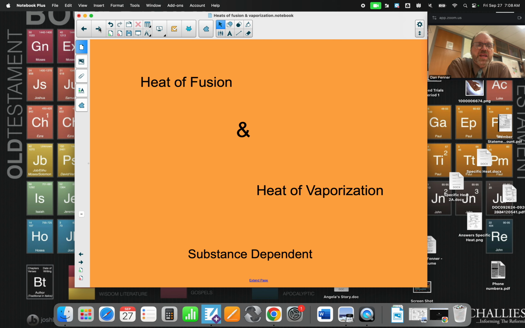All right, so here is what we're looking at today. Two quantities, heat of fusion and heat of vaporization, both substance dependent. What does that mean? That means these are intensive properties. They don't change with how much we have. They're always the same value no matter what. All right, so let's take a look at the heat of fusion first.